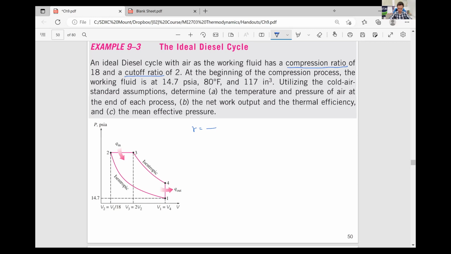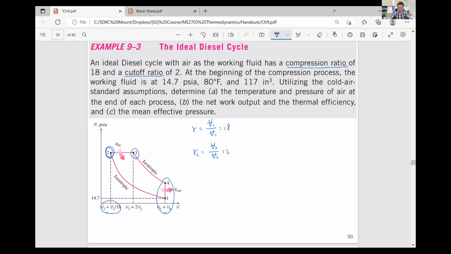In this case, V maximum is V1, or V4. V minimum is V2. So V1 over V2 is 18. Then cutoff ratio is defined by V3 over V2, and this is 2.